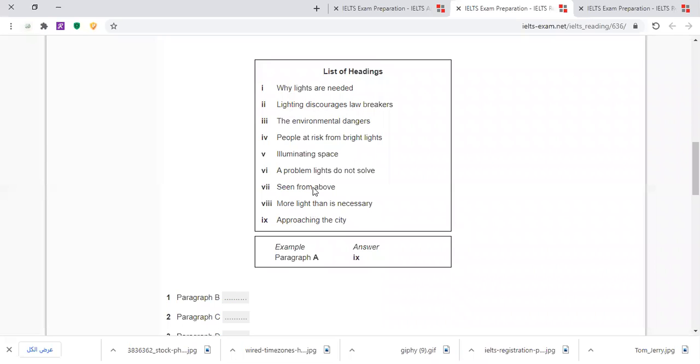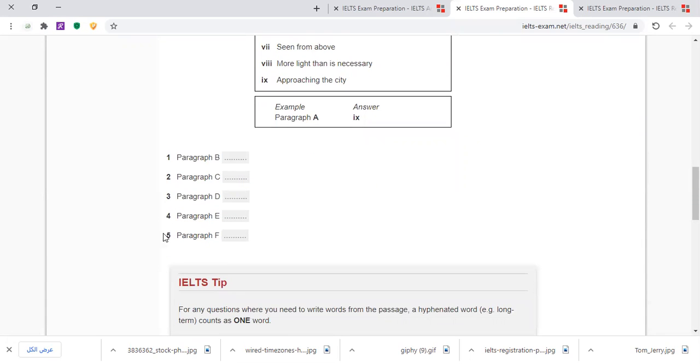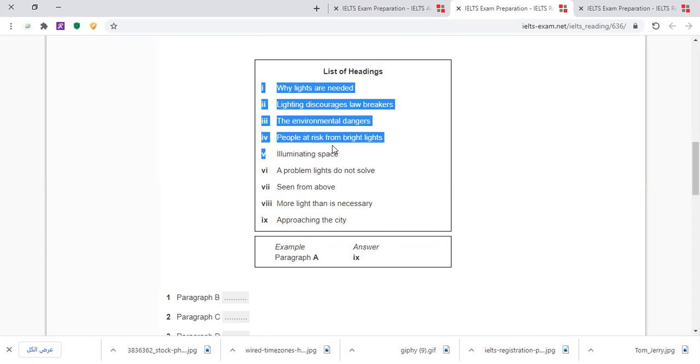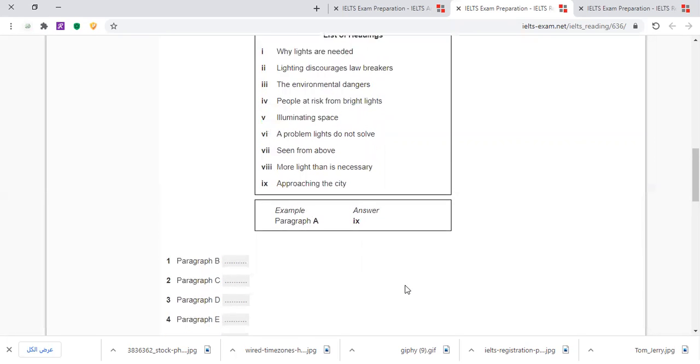How many headings do you have here? Can you number them? How many? Count them. 10? Yes, 10 headings. How many paragraphs am I going to find the heading for? 5. So how many are left that I'm not going to use? 5. Yes. So they will give you 5 options that you don't need. You only need 5, and the rest you don't need them. So this is a lot, but it's okay. We can do it.